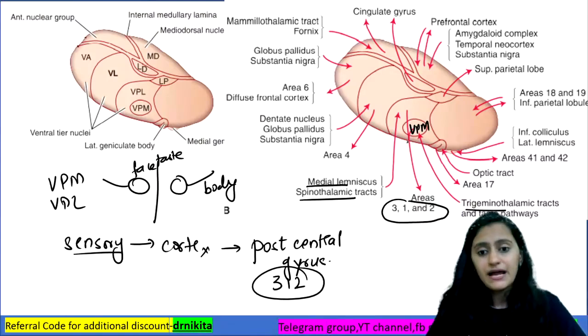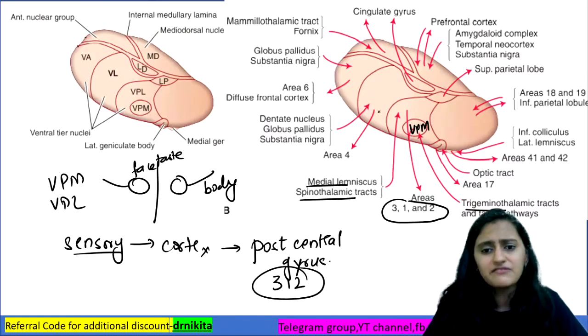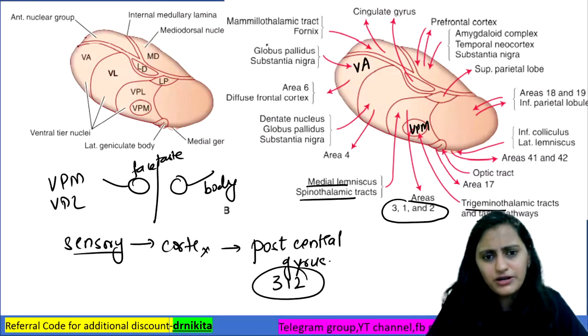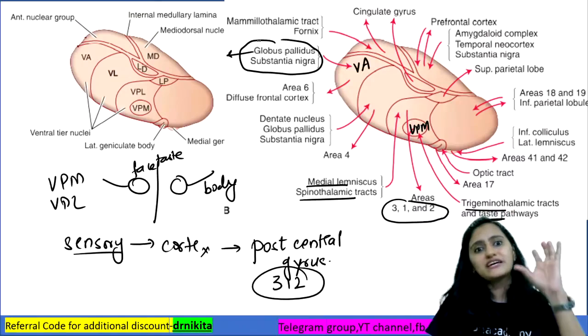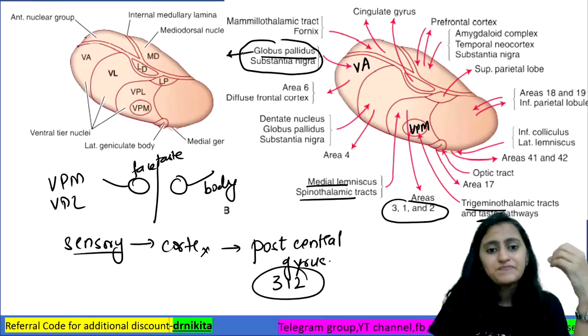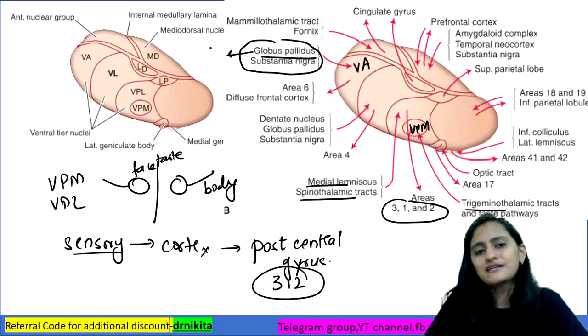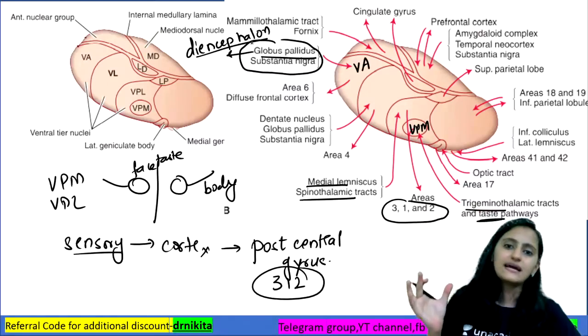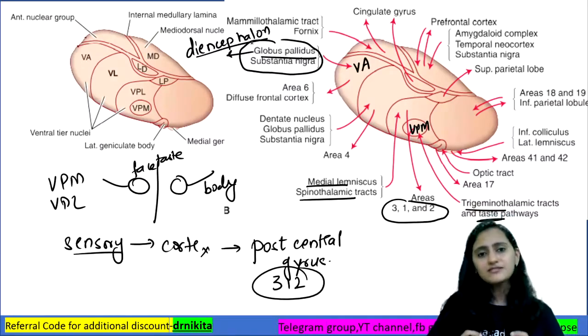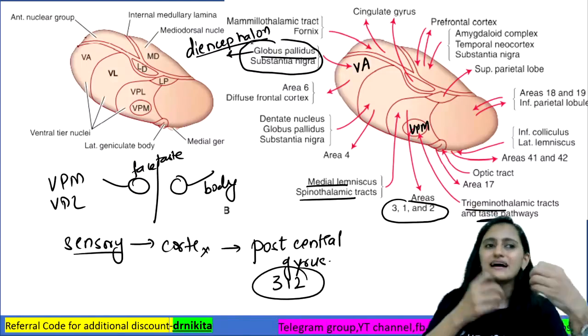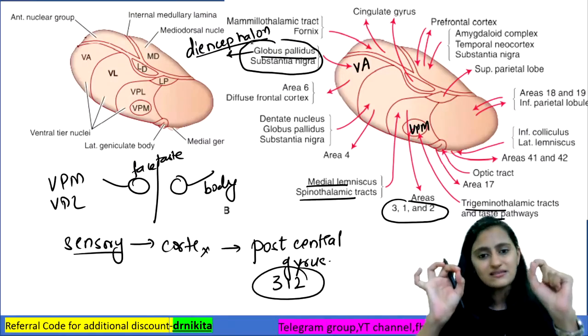Precentral is the motor. Now in the rest of the ventral nuclei, what are the important ones to remember? You have ventral anterior, very important to remember. The globus pallidus is the only basal ganglia that gives efference. We have seen in one of the episodes, in embryology, that the globus pallidus is the only basal ganglia that develops from the diencephalon. The rest of the basal ganglia are from the telencephalon. That is why it is connected with the diencephalon, that is the thalamus, right?